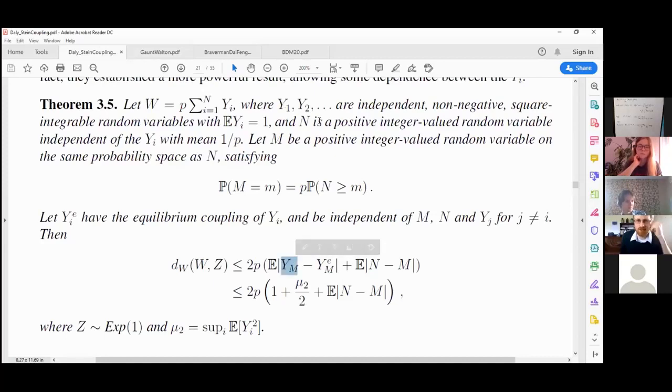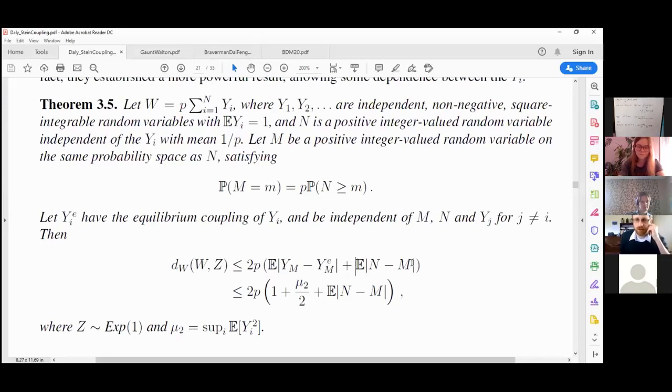Another way of looking at it: the difference between that particular y and its equilibrium version. If my y's are exponential, then all of their equilibrium transforms are equal to the things I started with. So if my y's were exponential, which we're not assuming that they are, but if they were, then that term is going to be zero because that equilibrium transform leaves me alone.